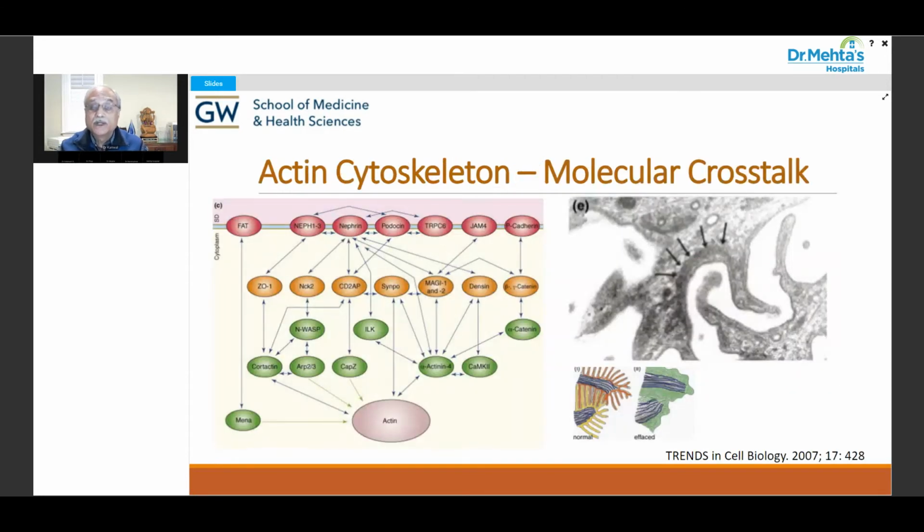An important aspect of the actin cytoskeleton is that at the end of the day, actin receives multiple inputs from all proteins, both extracellular and intracellular, and ultimately is responsible for a lot of the functionality and good health of the podocyte. If something goes wrong in any of those signals, then actin gets disrupted, as is shown here.